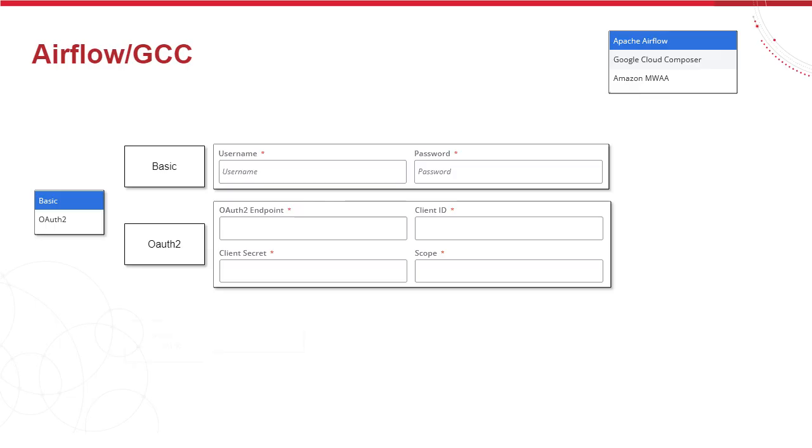Google Cloud Composer has one method, the service account key. When GCC is deployed, you create a service account, which is granted a set of permissions defined as roles to access data. A key is generated, you download it from GCC and simply add it in the form.